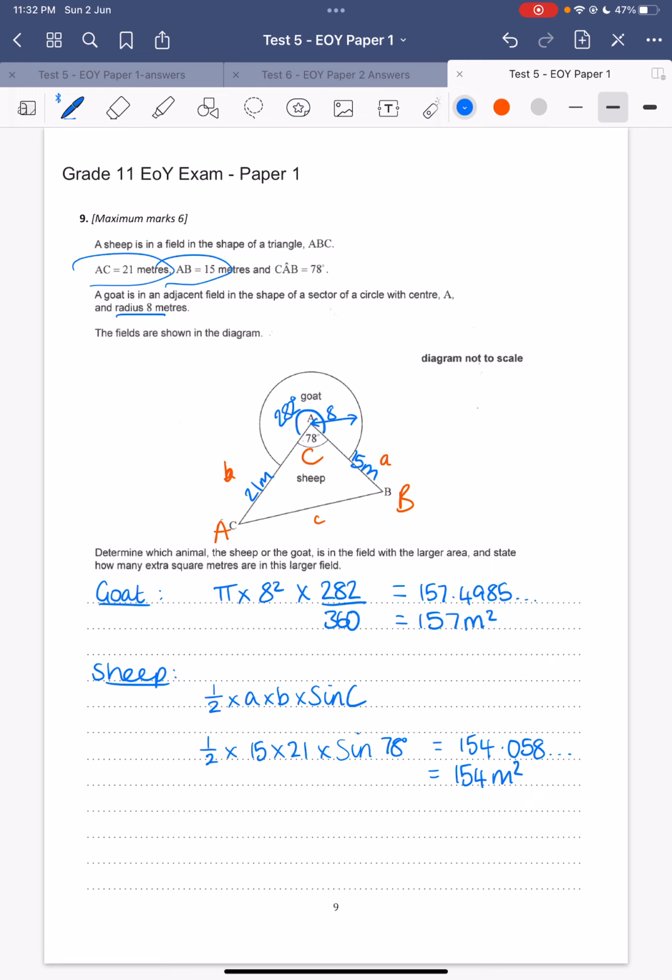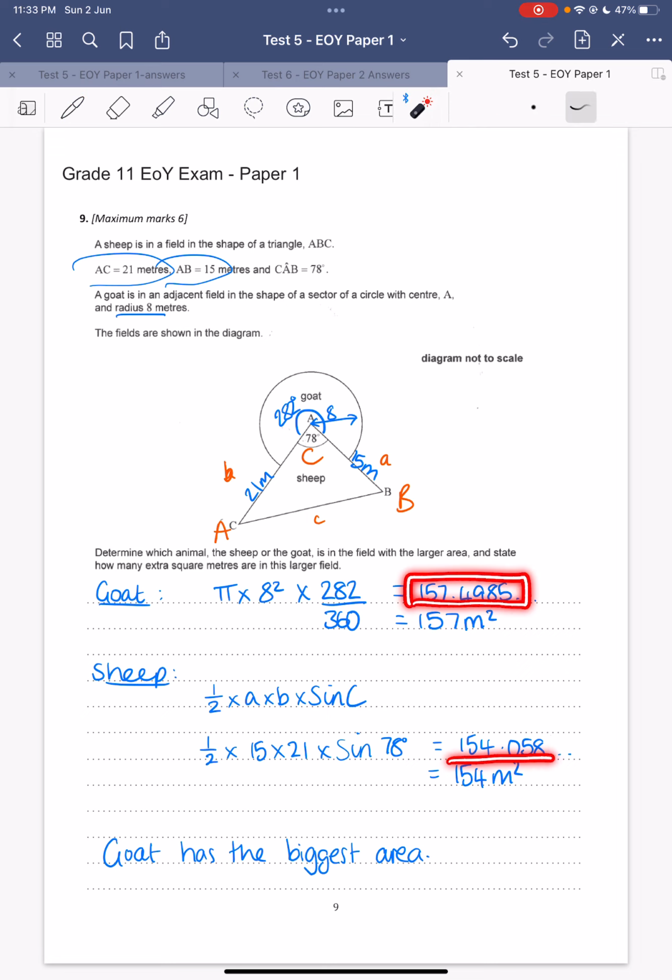And the question asks how many extra square meters do they have and which one is the bigger one. So you can see there that the goat has the largest area. So the goat has the largest area, and then you can work out how much bigger. So when you're working this out, you should take the original values, not those rounded to three significant figures.